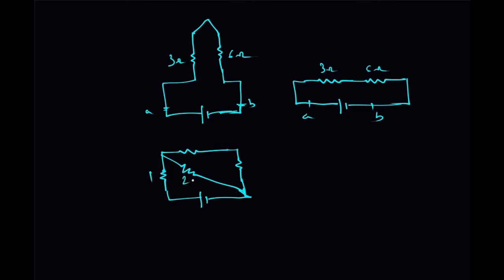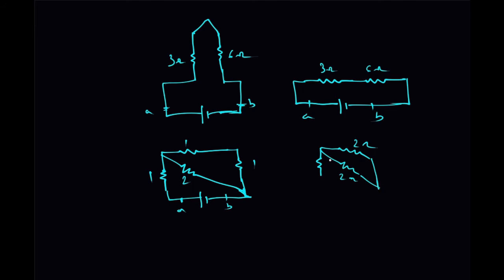This is 1 ohm, this is 2 ohm, this is 1 ohm, 1 ohm. Now what is the equivalent resistance between these two terminals? These two are in series, so the equivalent will be 2 ohm. So this circuit reduces to this: 2 ohm, the equivalent of these two, and this is 2 ohm.